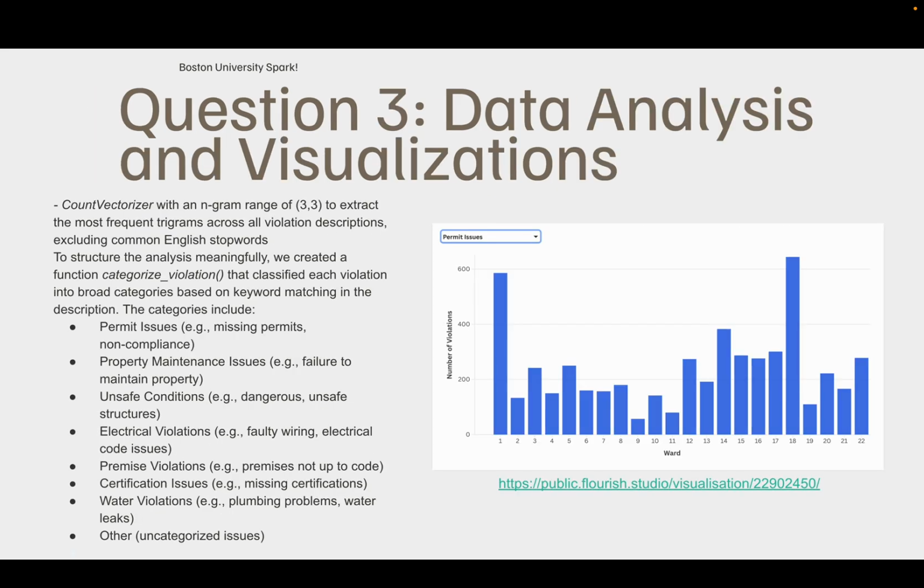So on to the next question. The next question aims to answer what types of violations are happening at each ward and also which has the most violations for each ward. We were given a CSV of all violations.